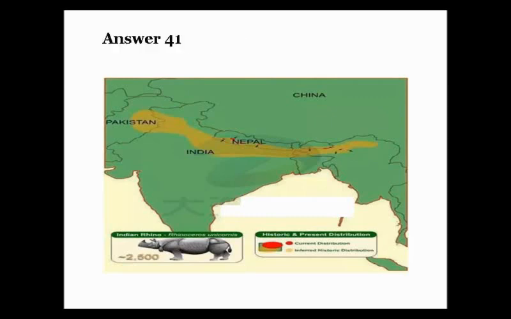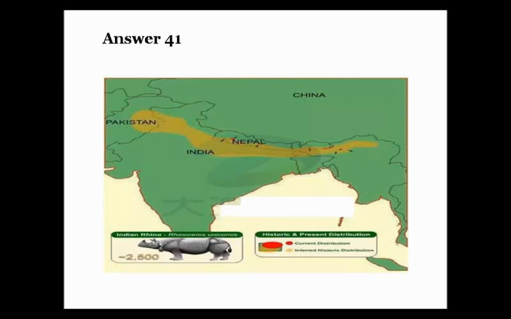The picture shows information about the distribution of Indian rhino. And to begin with, this is a map represented in green color, including China, Pakistan, India, and Nepal. Current distribution area is represented in red dots. Inferred historic distribution area is presented in yellow patches.